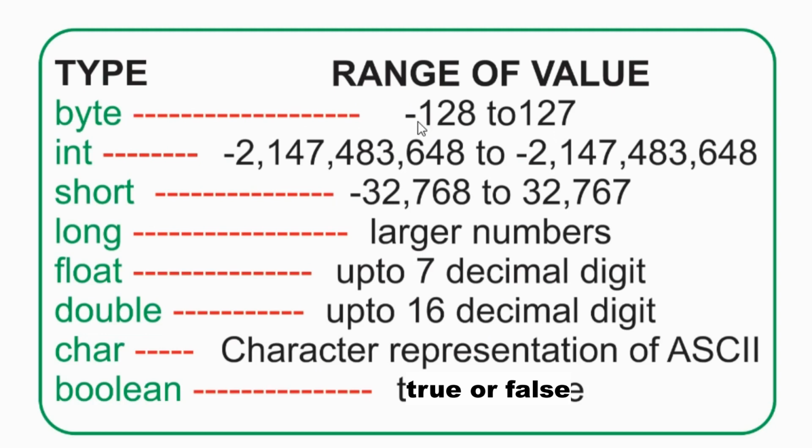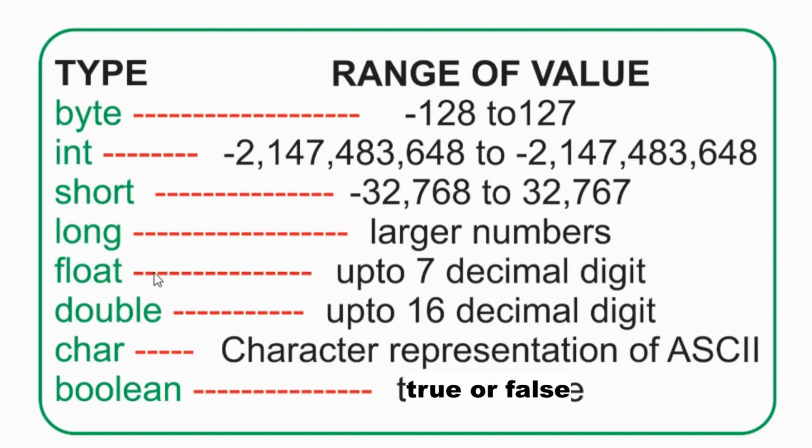Which means for byte we store minus 128 to 127 as the value, and for integer, we can store a huge number of values. And short is minus 32,768 to plus 32,767. With long, we can store even larger numbers.